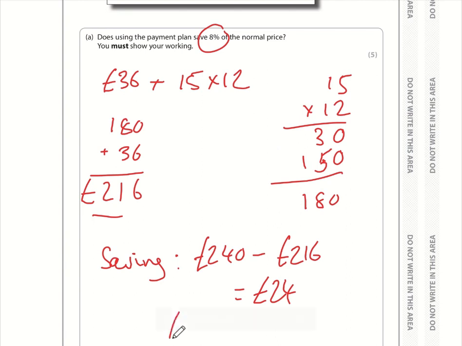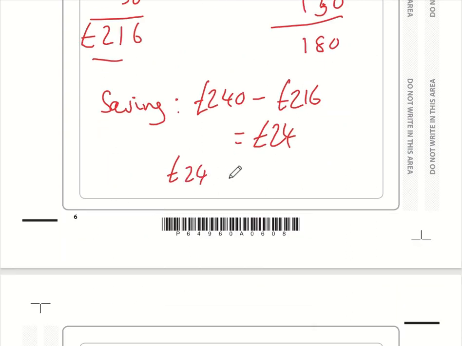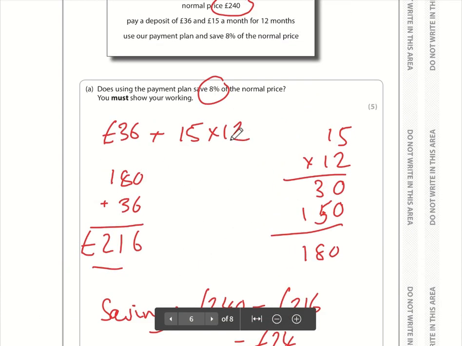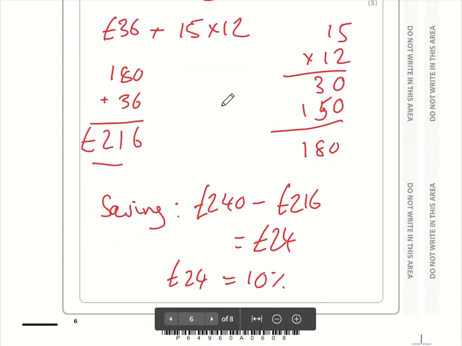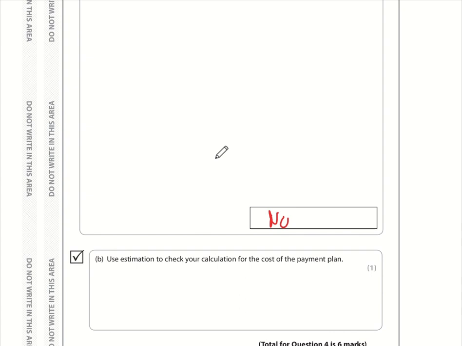Now £24, let me just scroll down a little bit. £24 is 10% of the original amount, not 8%. So does the payment plan save 8%? The answer is no. The saving is 10%, not 8%.